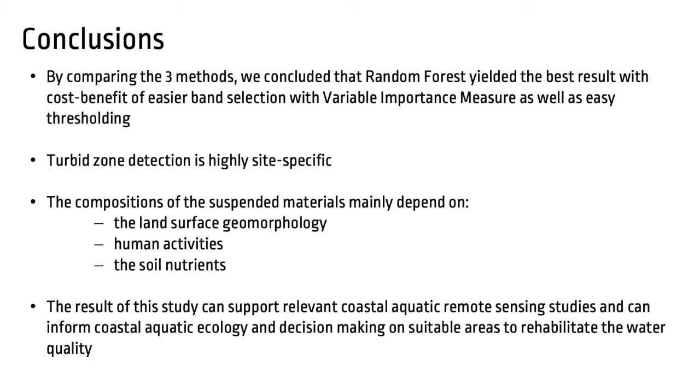By comparing these three methods, we concluded that random forest probability classifier with a threshold of 90 yields the best result and shows the best sensitivity to turbidity, also with a cost-benefit of easier band selection, using variable importance measure as well as easy thresholding. The method is scalable and reproducible for different sites thanks to the VIM that can indicate the relevant bands to represent the dominant colors.